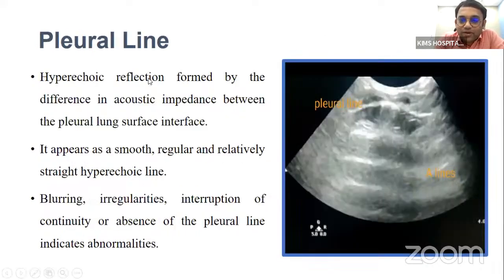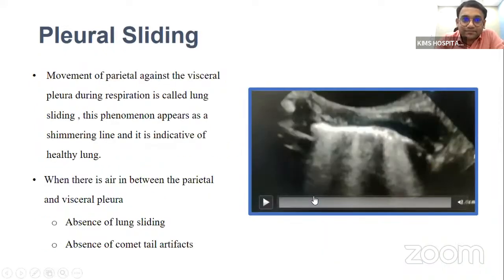So next is the pleural line. So this is the pleural line. The pleural line is usually the hyperechoic reflection that is formed because of the acoustic impedance between the pleura and the lung surfaces. Usually it appears as very hyperechoic, smooth, regular, and straight lines. If you find any blurring of this pleural line, any irregularities, or any breakdown of the continuity, or sometimes there may not be any pleural line visible, this usually indicates there is some abnormality in the lung.